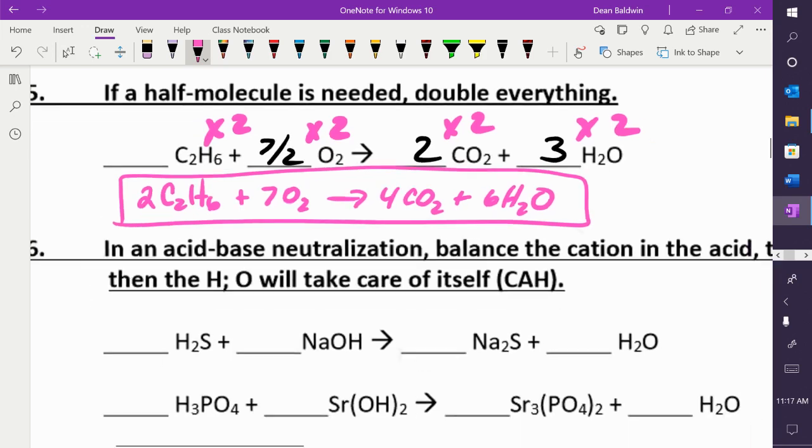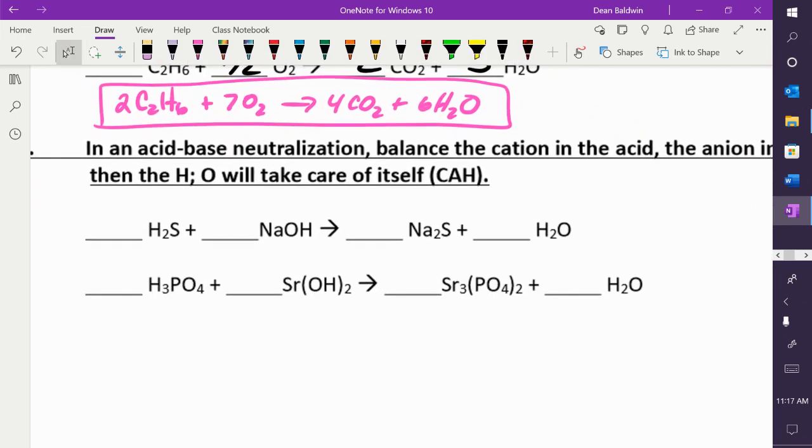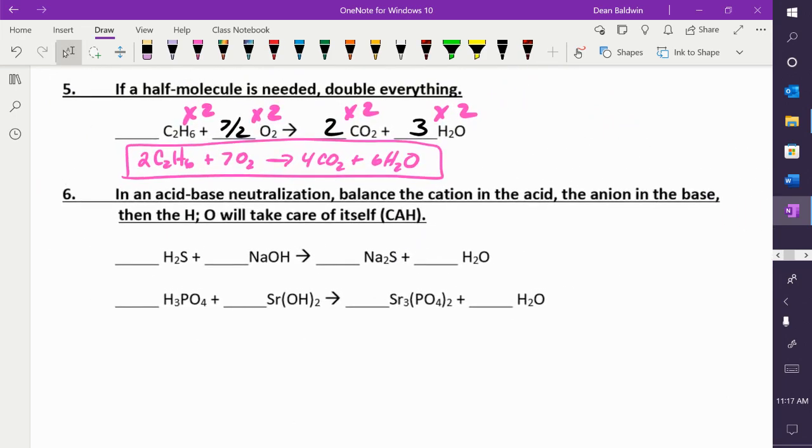Just a couple more, then I'll give you practice. Acid-base neutralization. We'll learn all these names later. So H2S plus NaOH forms sodium sulfide and water. What should we balance? Sodium. I need 2 sodiums on that side, so I throw a 2 in front of it. Is the sulfur balanced? Yep.